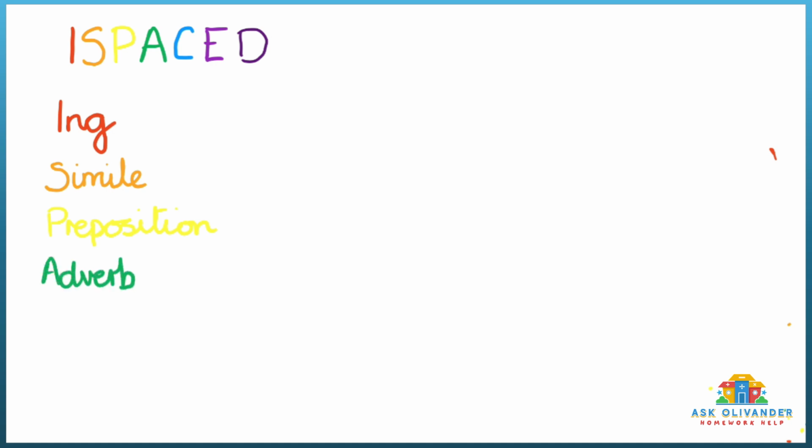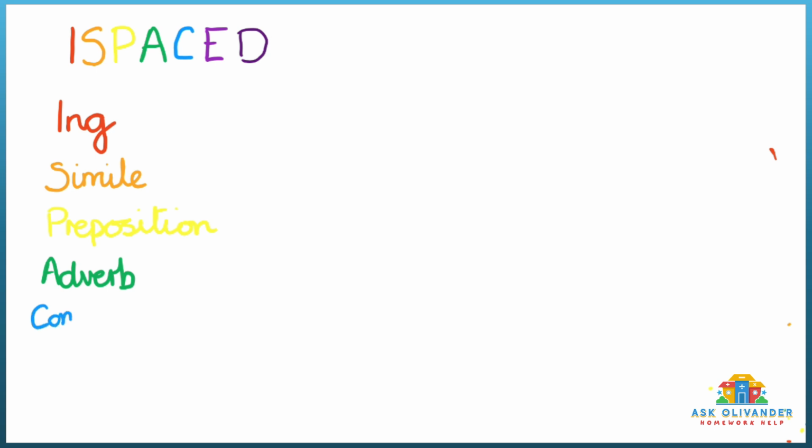Well, I is for ing words. Ing words are verbs that can tell you what the character is doing. S is for similes, a type of figurative language that is great in writing. P is for prepositions, words or phrases that tell you when or where something has happened. A is for adverbs, words that tell you how the action verb was done.